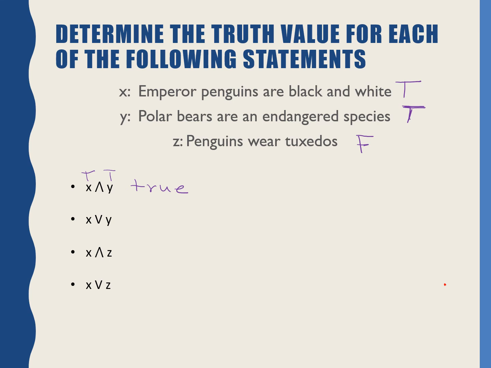The next is an or statement. And here's where it's weird. Sometimes people think, actually, no, we're good here. Only one of them has to be true. So emperor penguins are black and white is true. And polar bears are endangered species is also true. So that's going to be a true statement. Okay. X and Z. So we said that X was true and Z was false. So both of these have to be true in order for this to be true. So this is false. That emperor penguins are black and white and penguins wear tuxedos.